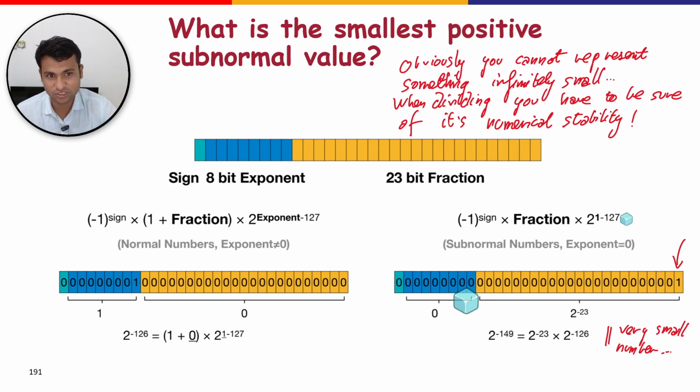So the smallest positive value has to be in subnormal representation, and in that the smallest number you would get, this thing is already fixed. It's going to be 1 minus 127, right? This part we consider fixed. In subnormal, if exponent is 0, then we just assume it to be 1 minus 127. So this 1 minus 127 is 2 raised to the power minus 126. So this is coming from here. And this factor, just a second.